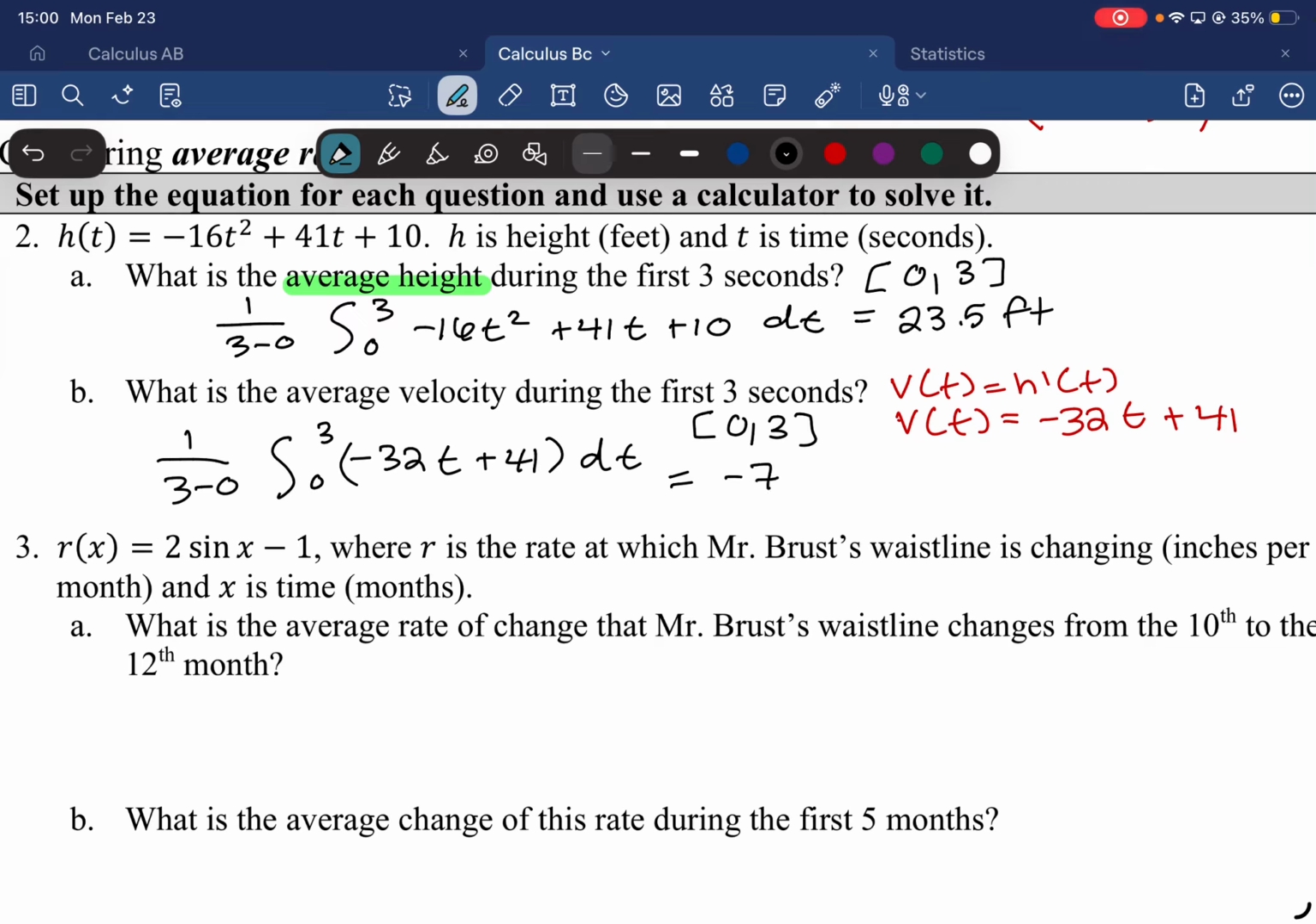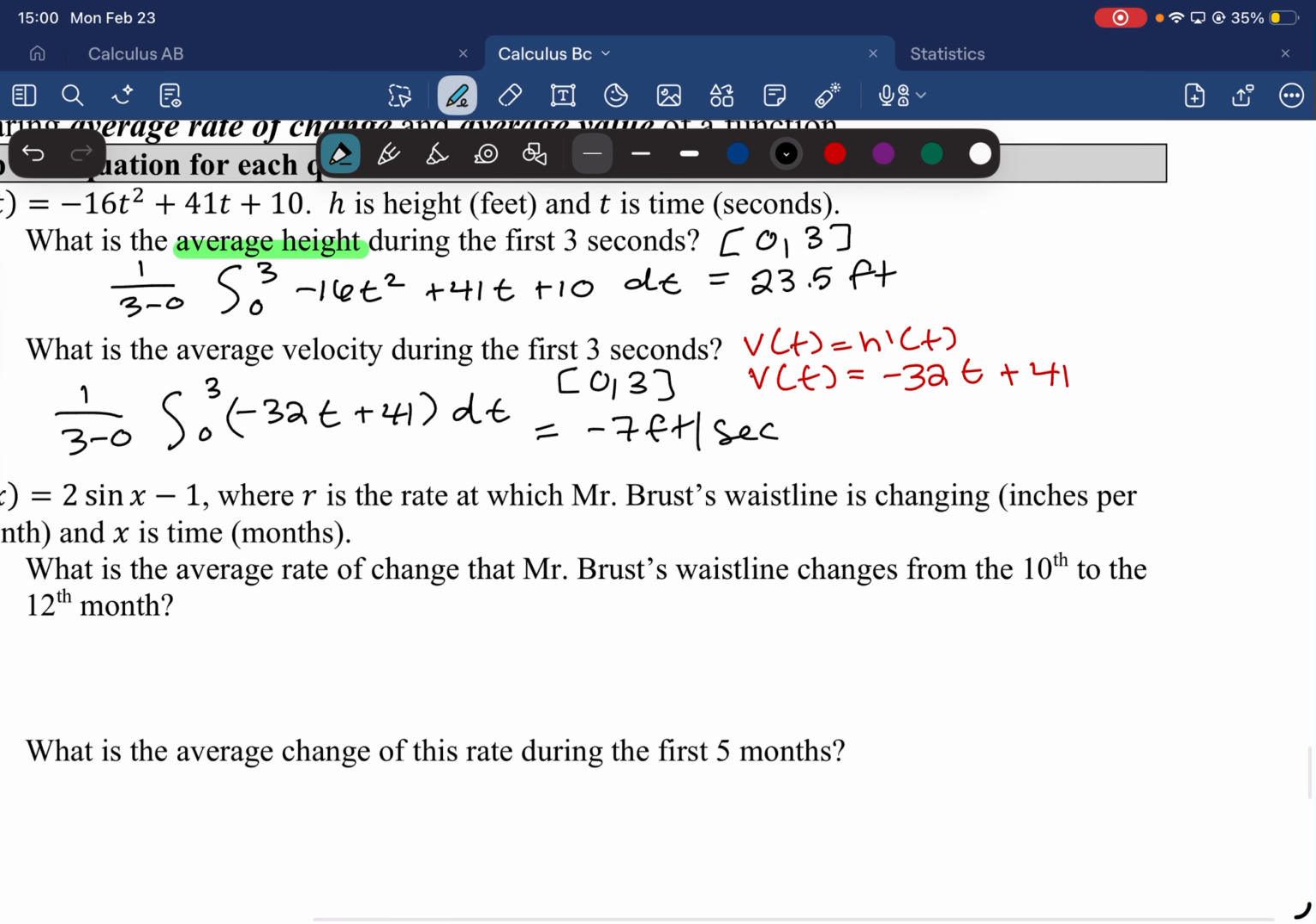-7. And what would be the unit since this is velocity? Feet per second. So notice we just used the average value of the function to solve this. However, we could have also used the average rate of change. So up to you if you want to include this on your note.